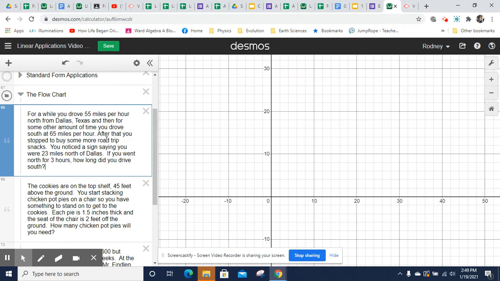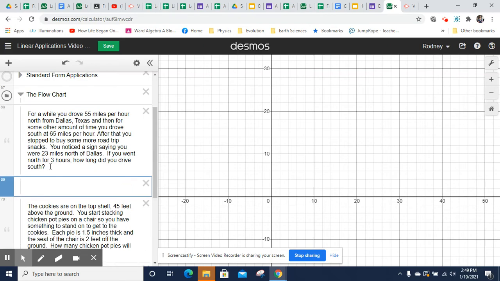So hopefully you have paused. And if you didn't pause, please pause and see if you can come up with the equation that would model this. All right, assuming you have done so, it's a standard form equation. We're going to start off with 55 miles per hour times an unknown amount of time, which I'm going to call x, so 55x. And then I'm going south, which is the opposite direction, so I'm going to make that minus 65 miles per hour times an unknown amount of hours, called y.